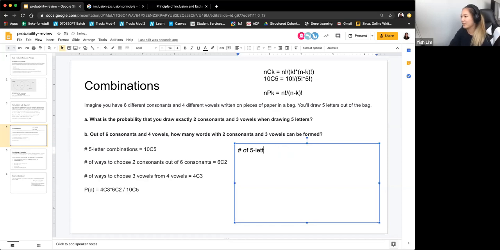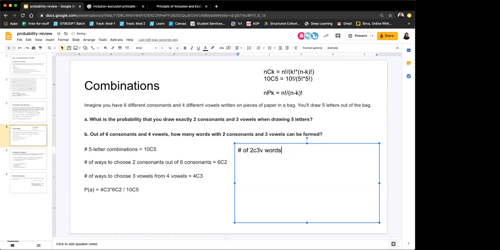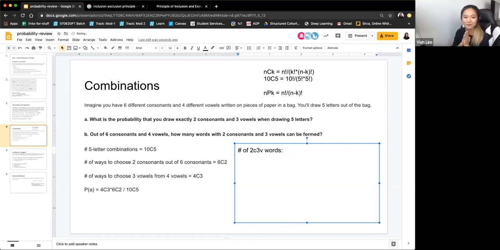Sorry, shouldn't do 5-letter. Some number of 2 consonant and 3 vowel words. That's it. So number of 2. To be sure that when you say words, you don't mean real words, you just mean combinations. I think so, yeah. Yeah, that's a good clarification. I'm pretty sure, yeah, because they don't tell us what the letters are. I'm pretty sure it means just like basically any like 5-letter combination of things. Okay. That's good. That's a good clarification.